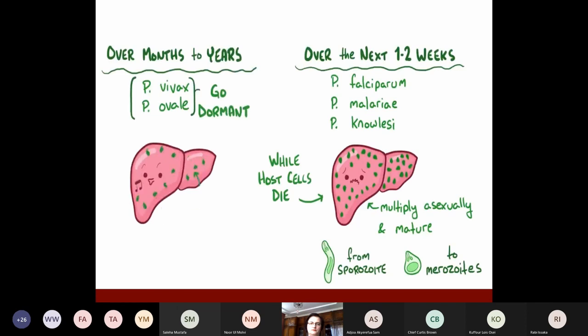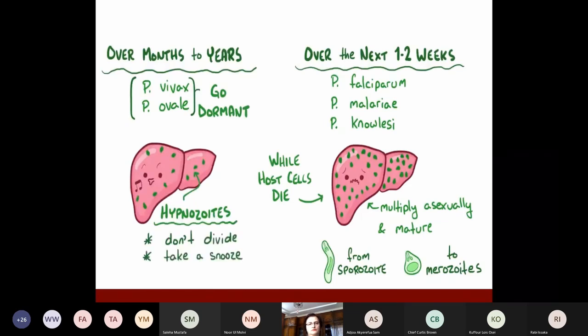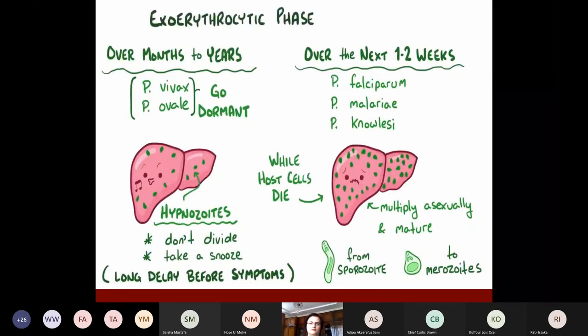where they're called hypnozoites. Hypnozoites don't divide. Instead, they snooze for a period of time before entering the process of schizogony, causing a long delay between the initial infection and symptoms from the disease. This is called the exoerythrocytic phase, because it happens outside of the erythrocyte, or red blood cell, and it's generally asymptomatic.